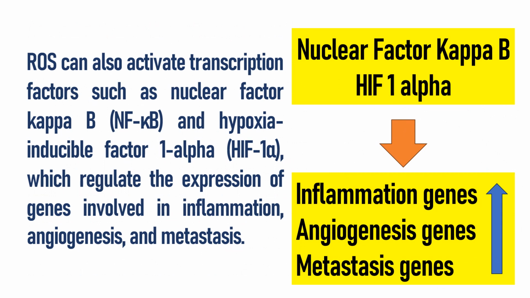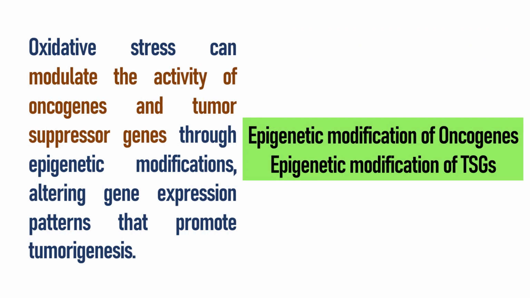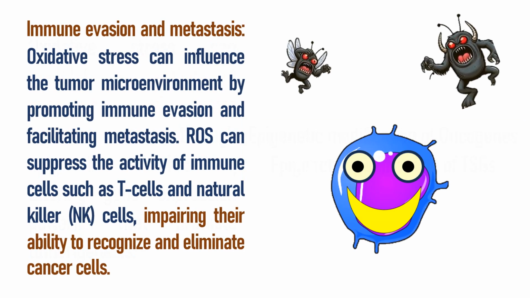Reactive oxygen species can also activate transcription factors, such as nuclear factor kappa B and hypoxia-inducible factor 1 alpha, which regulate the expression of genes involved in inflammation, angiogenesis, and metastasis. Oxidative stress can modulate the activity of oncogenes and tumor suppressor genes through epigenetic modifications, altering gene expression patterns that promote tumorigenesis. Immune evasion and metastasis.